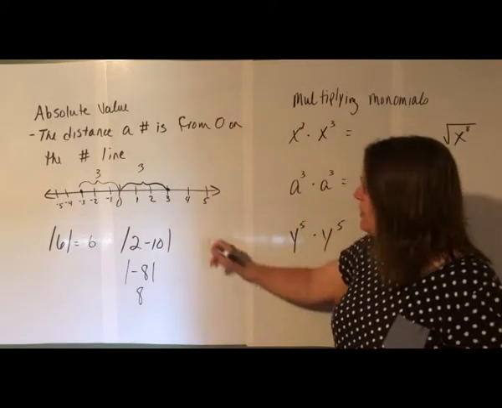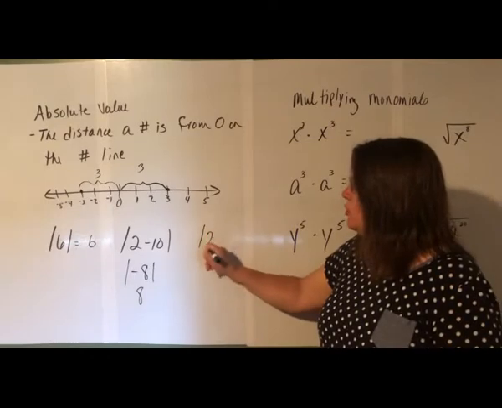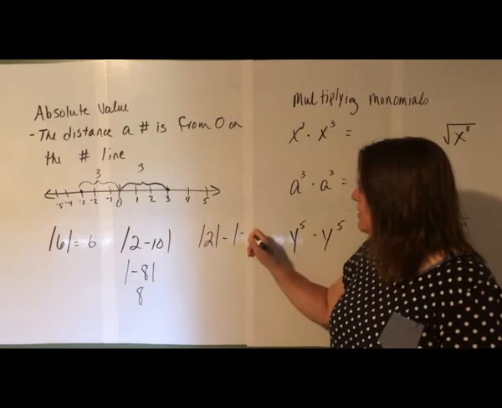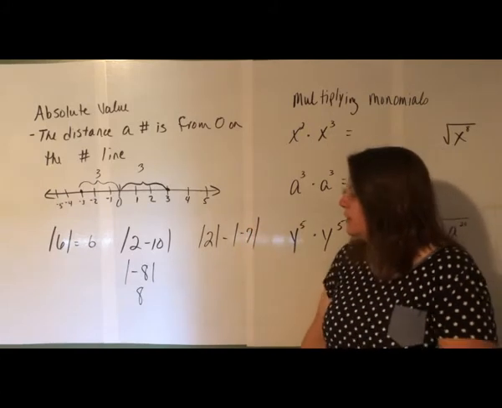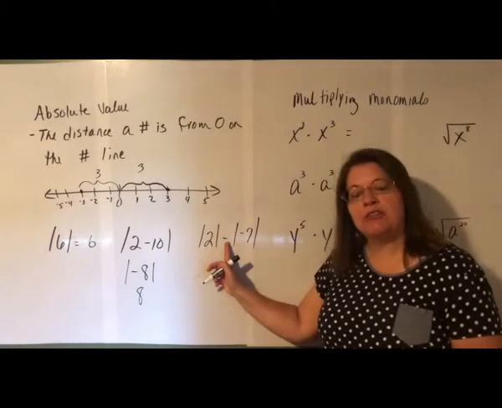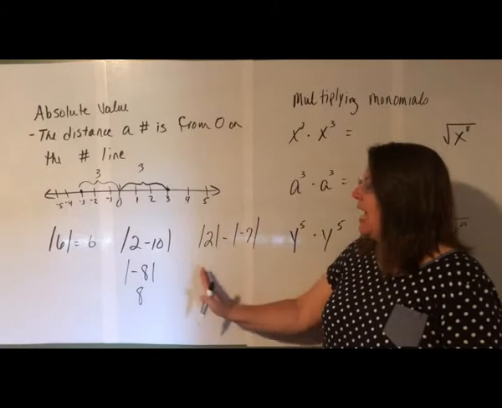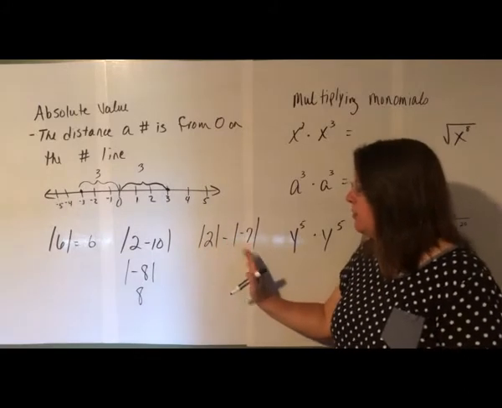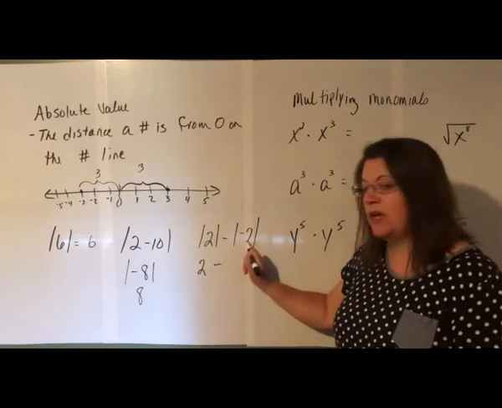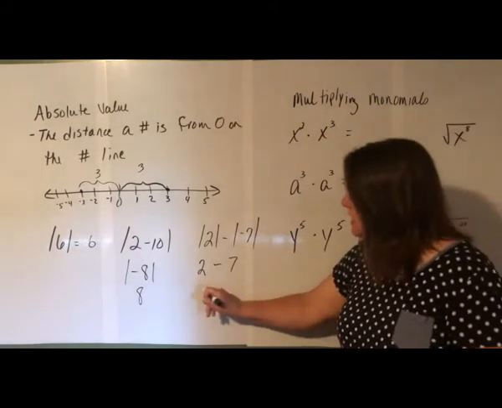Now, what if I have something like this? What if I say the absolute value of 2 minus the absolute value of -7? Just a real simple example. Here, my math operation is between the two absolute value symbols. So here, I need to take the absolute value of each number first. So 2 minus the absolute value of -7, which is 7, okay? And so 2 minus 7 is -5.